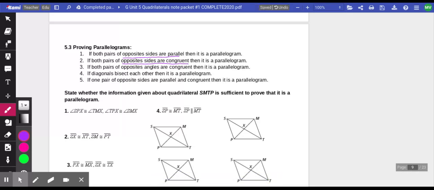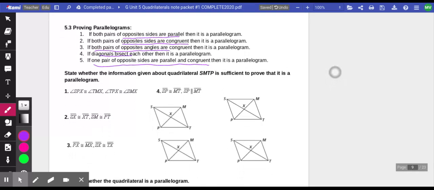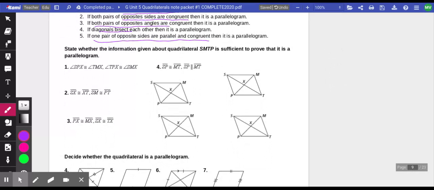If we know both pairs of opposite angles are congruent, the diagonals bisect each other, or if one pair of opposite sides are parallel and congruent. So we're going to look at these and decide if this is enough information to say that it is indeed a parallelogram. So it's helpful if we have a parallelogram, and we have several here.